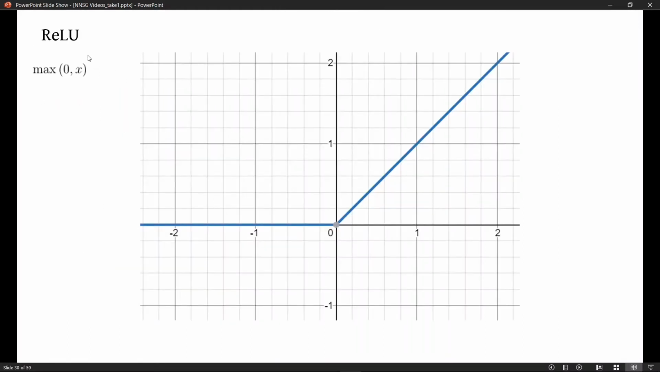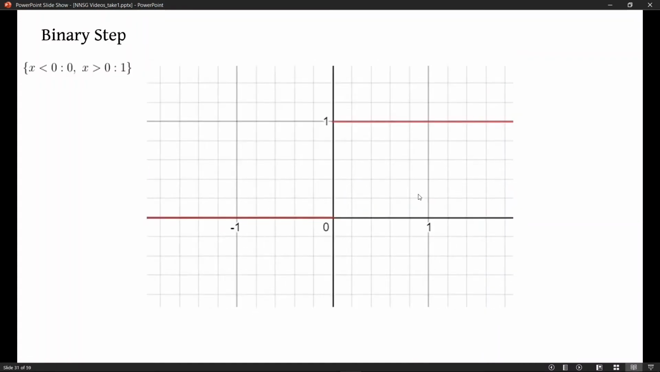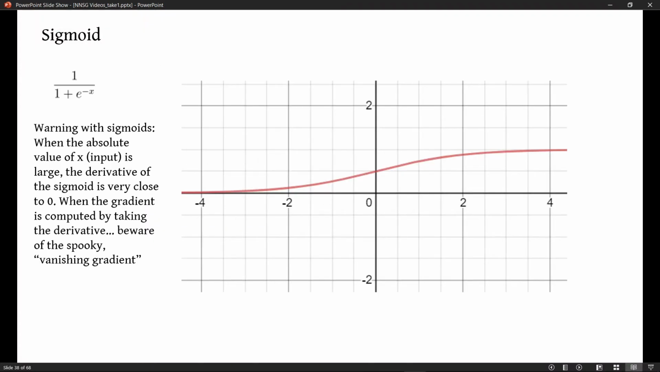You can see I put the equation in LaTeX up here. As you can see, when the input is negative, it just outputs a 0, and when the input is positive, it just outputs that input. This is the binary step, which is great for classifying binary things. When the input is negative, it outputs 0, and when the input is positive, it outputs 1. This is the sigmoid, and there's one interesting thing about the sigmoid that I would like to touch on.